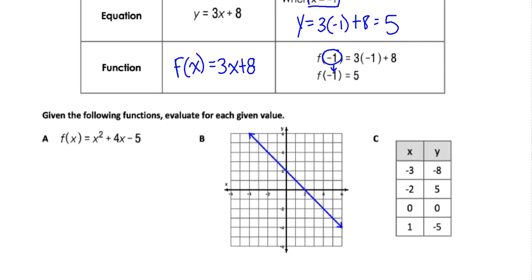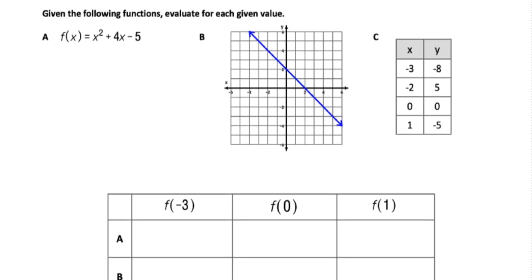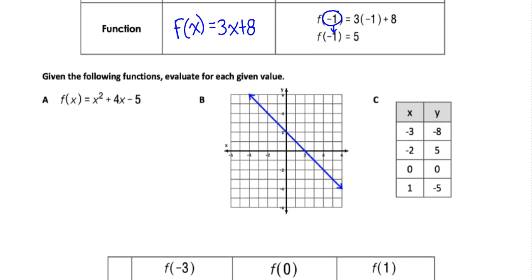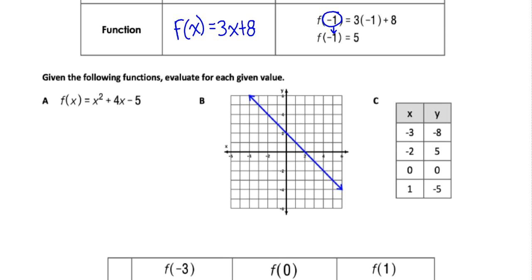So we're going to look at some functions and we're going to evaluate them for each given value. So we're going to fill in this table down here. For each function, we're going to plug in -3 to start with. So in this equation here, I'm going to plug in -3 for x. When I do that, I get -3 squared plus 4 times -3 minus 5.